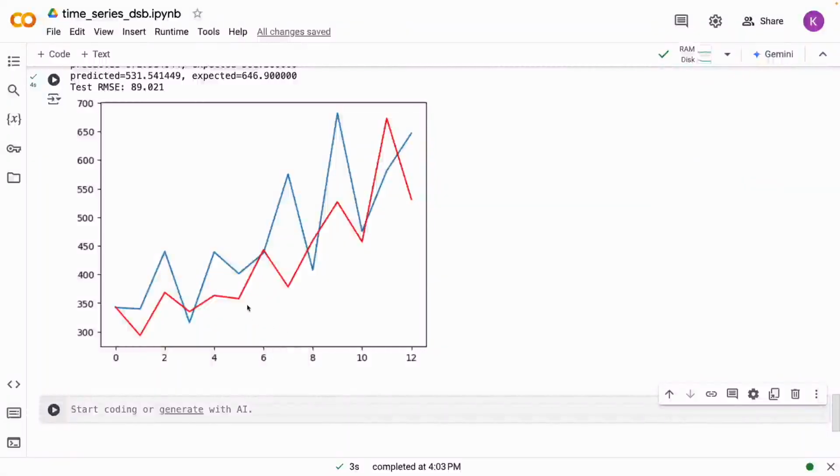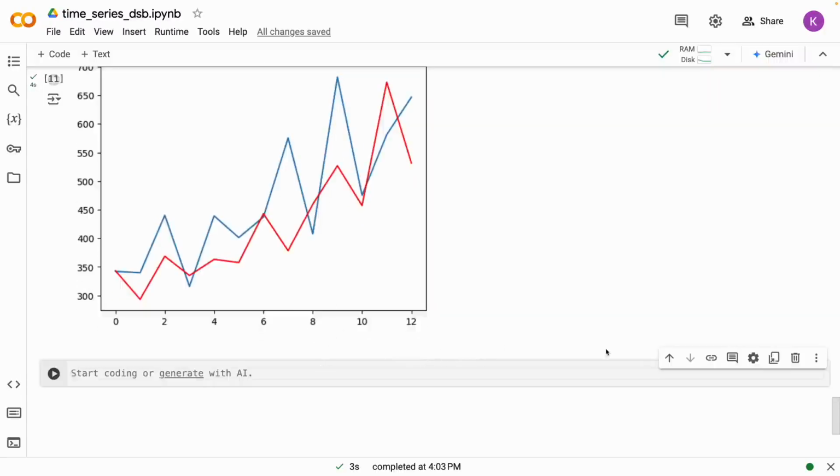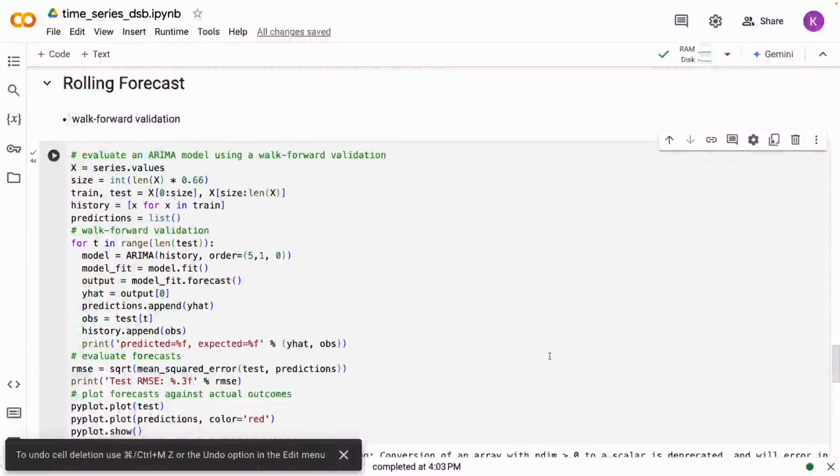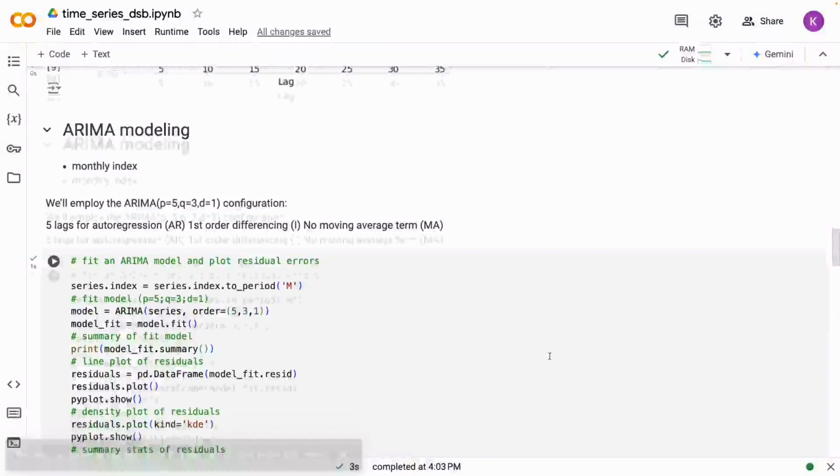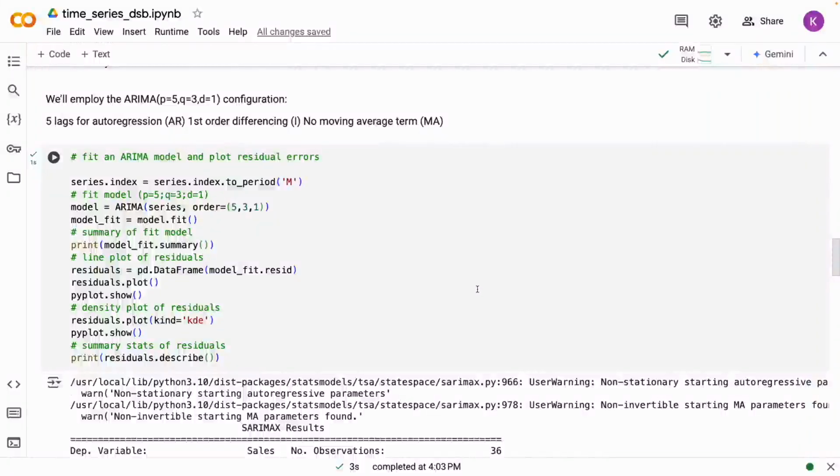Here you can clearly see that the blue curve is the original data and the red curve is the model fit. We can clearly see that the model was able to catch the trend and also some part of the seasonality. But one thing we are missing is that the model is not able to catch the scale. Again, this is purely a time series model, the auto-regressive moving average. I'll share this notebook, you can play with it, and let me know if you have any questions.